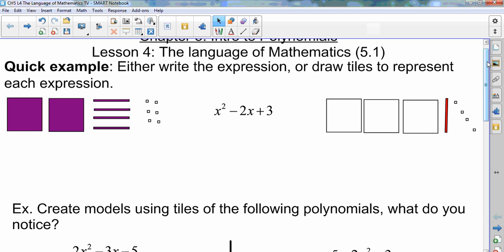So the first example is asking you to draw the tiles or write the expression that goes with the tiles. I'm not going to do this for you. You can do this and double check it. Just keep in mind, for every different set of shapes, you should have a different term.